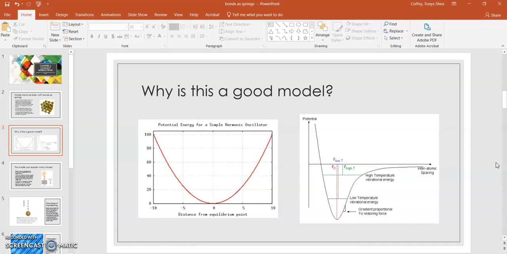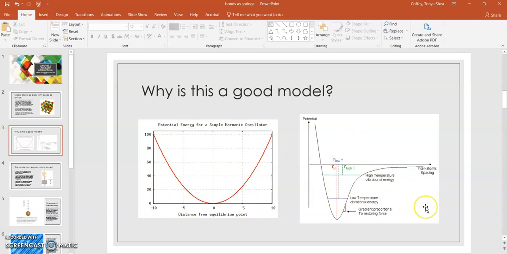But let's take a look at their potential energy functions, which are shown here. On the left, this is the potential energy for a simple harmonic oscillator, which, if you might remember, is 1/2 kx squared, where k is the spring constant of your spring, and x is the displacement of that mass on the spring from its equilibrium point. And so it's got this characteristic parabolic shape here.